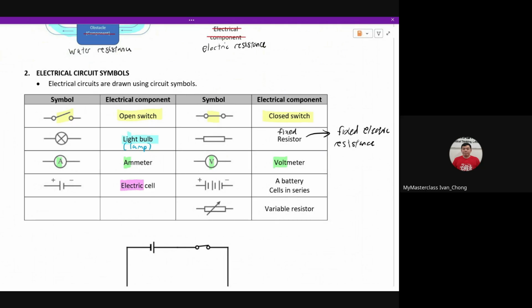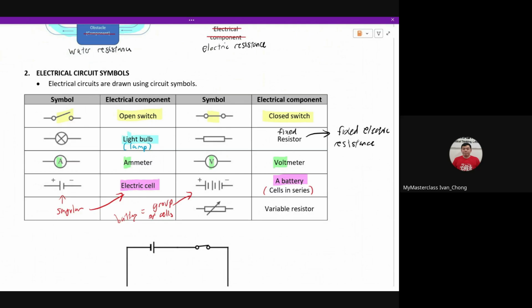This is an electric cell. This is not a battery. A battery is a group of cells. Okay, so you have a singular one, we call this a cell. If you have a group of cells, we call it a battery. You understand? So do take note about this. A battery is just a group of cells.